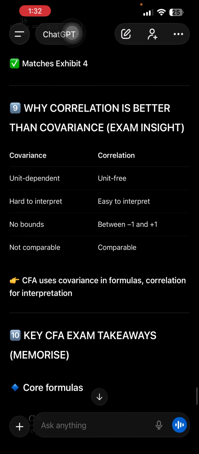Now we will see why correlation is better than covariance. Covariance is unit dependent, correlation is unit free. Covariance is hard to interpret, correlation is easy. And there are no bounds in covariance. In correlation there is a fixed bound of -1 to +1, hence it is comparable.